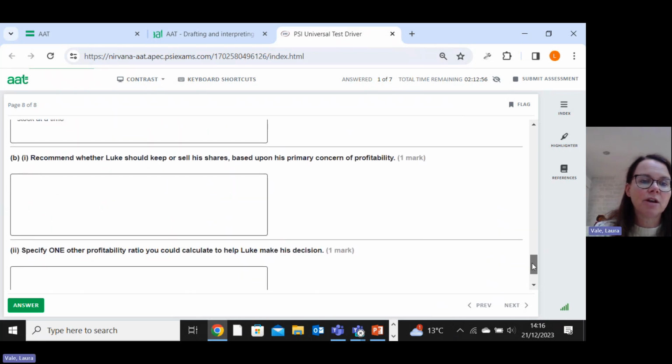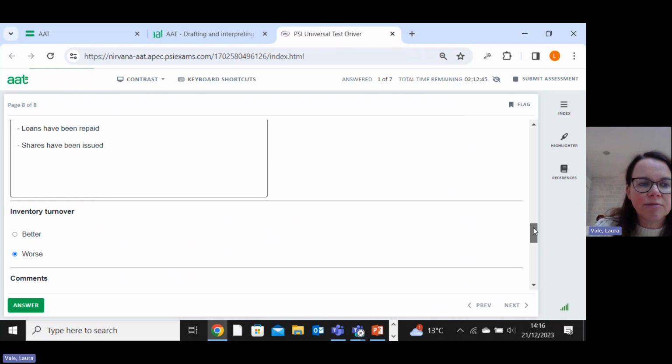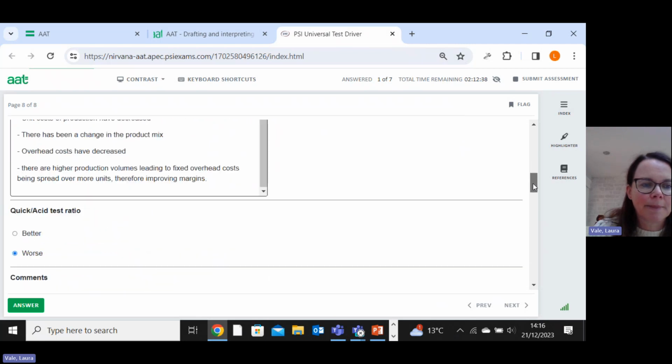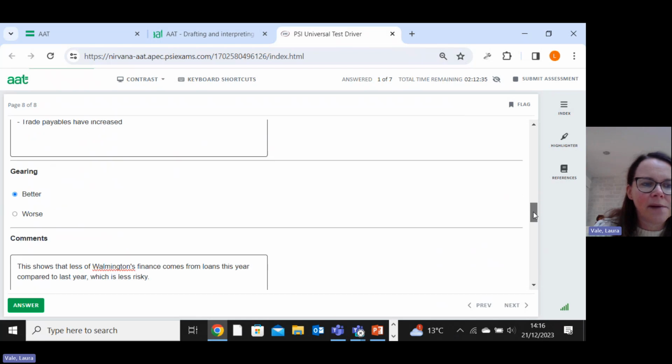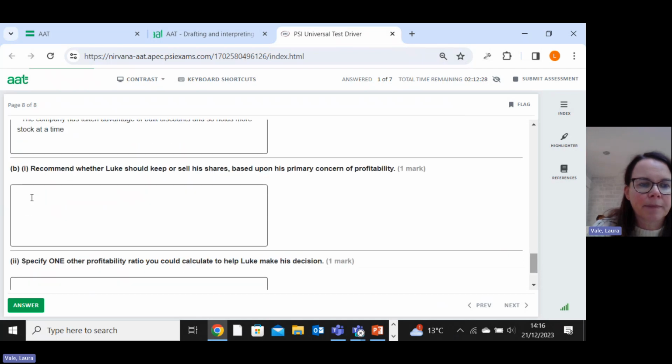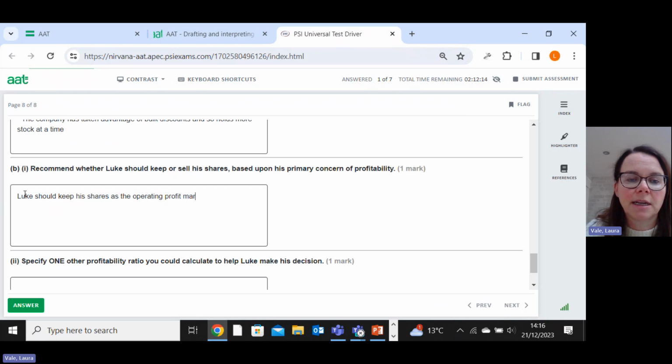Right, recommend whether Luke should keep or sell his shares based upon his primary concern of profitability. So based on profitability, the first one, the operating profit margin, is better. That one's to do with liquidity. That one's to do with financing. And that's to do with sort of efficiency. So based on profitability, Luke should keep his shares, I would probably say, as the operating profit margin has improved. 1 mark. So only 1 mark. You don't have to write an essay.